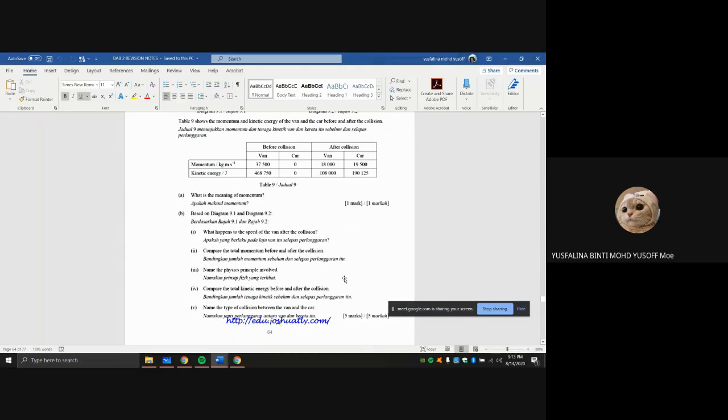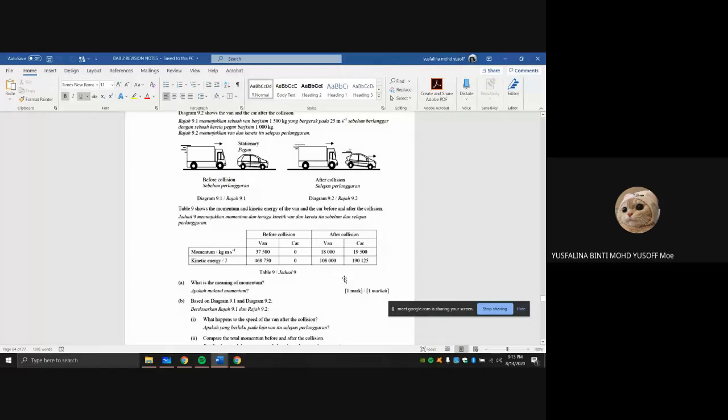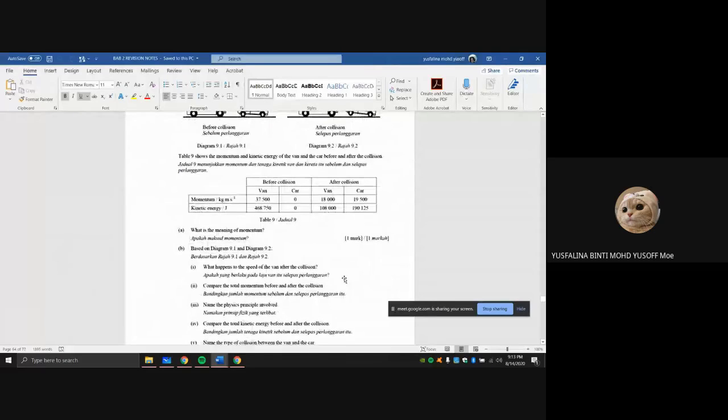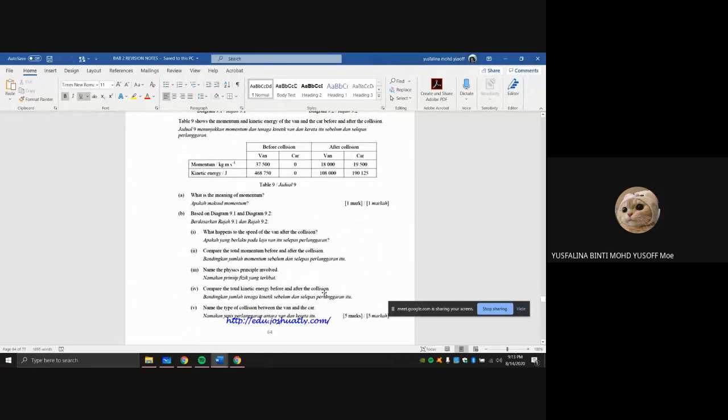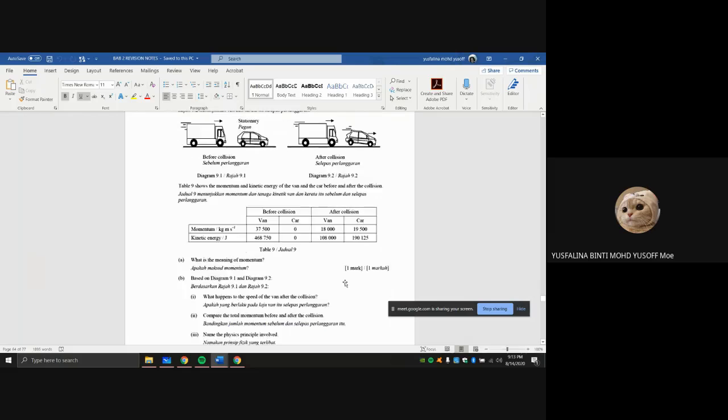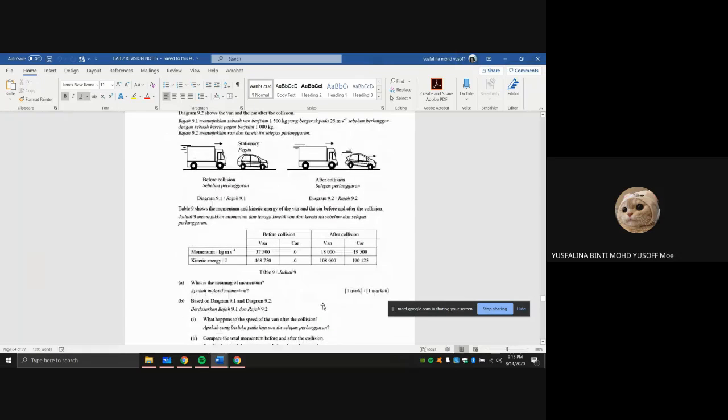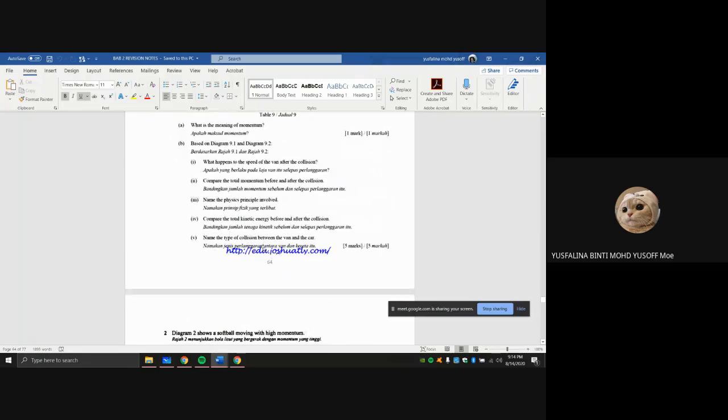Next, name the type of collision between the van and the car. Since the total kinetic energy is not conserved, it is not the same before and after the collision. So this one is actually an inelastic collision, because in an elastic collision the total kinetic energy before and after the collision should be the same. So the answer is inelastic collision.